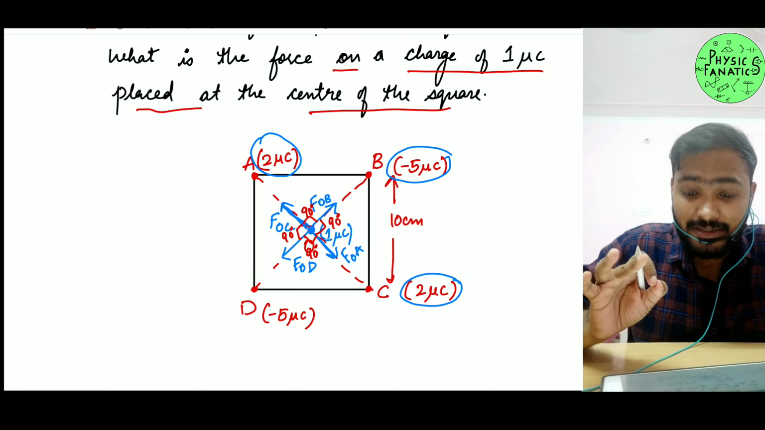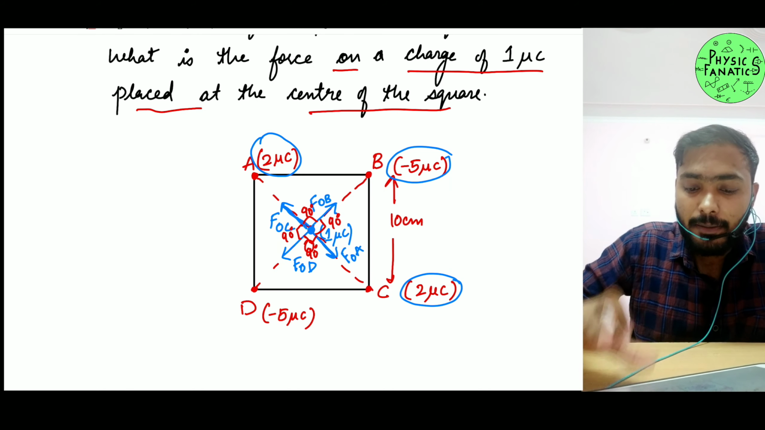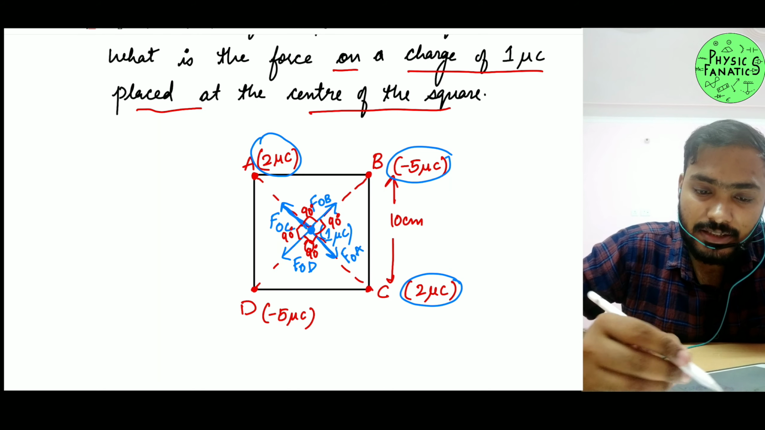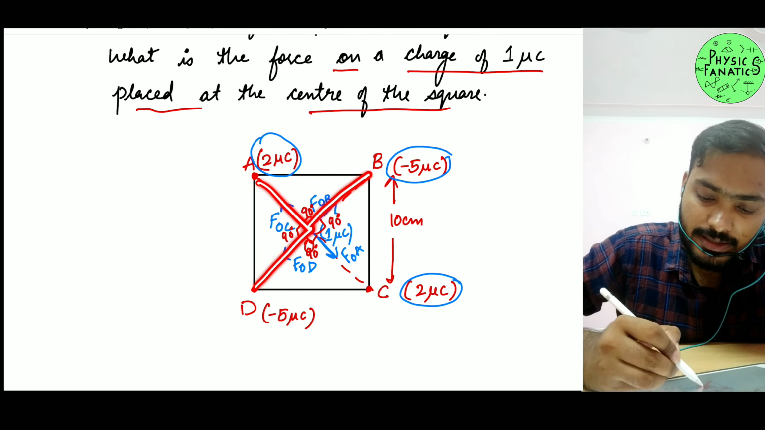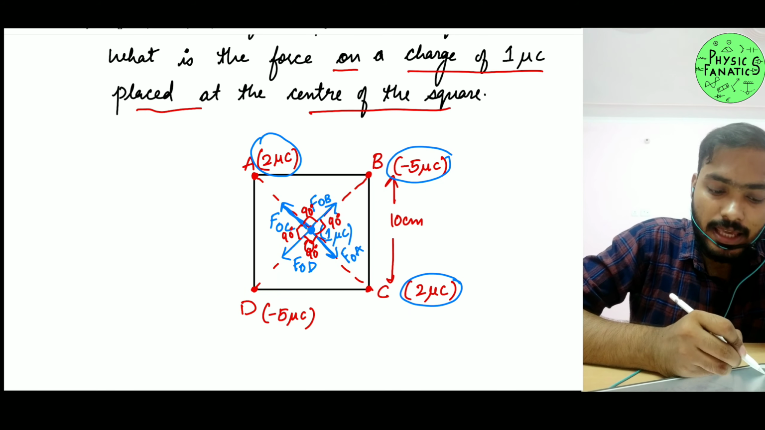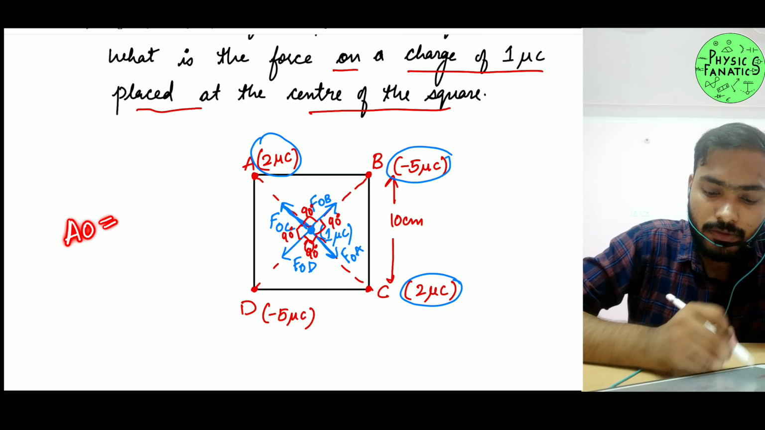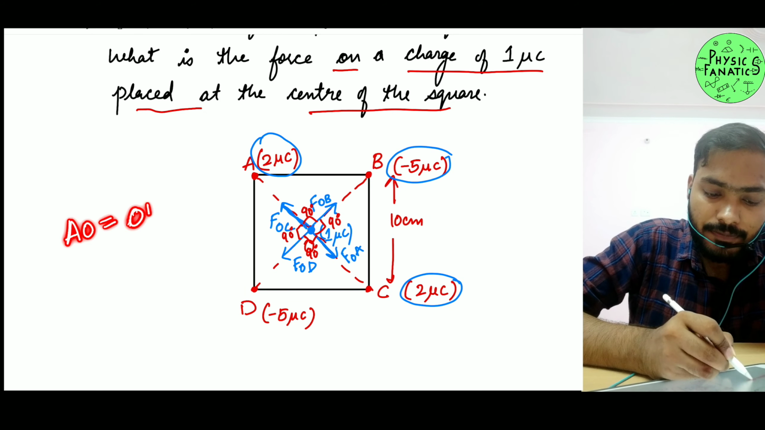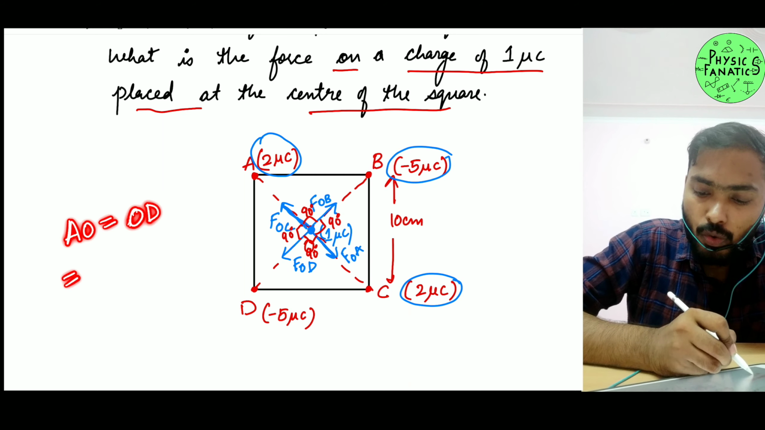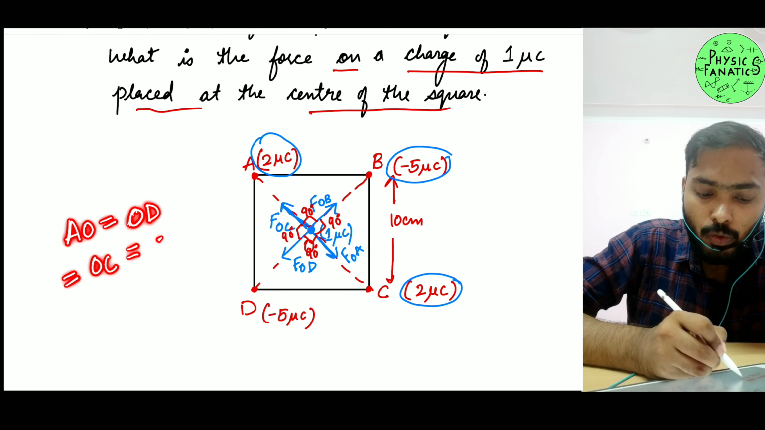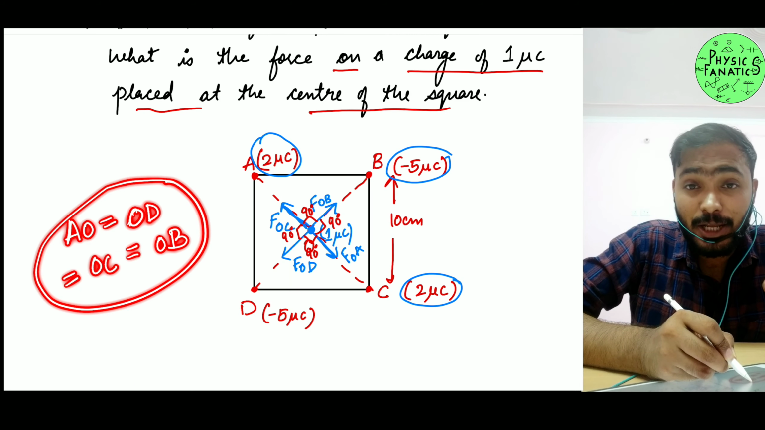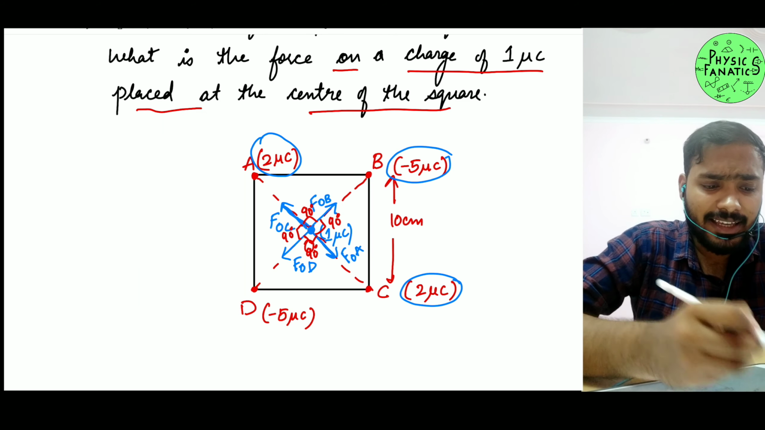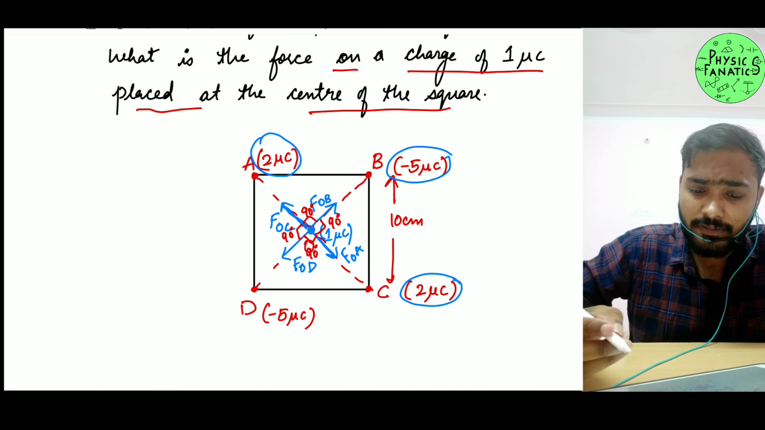And by symmetry, you have to understand, I can actually find out this distance. All these distances are equal. That means AO is equal to OD is equal to OC is equal to OB. All these distances will be equal. I hope you guys can understand that. So I can actually find out those values. How will I find out?